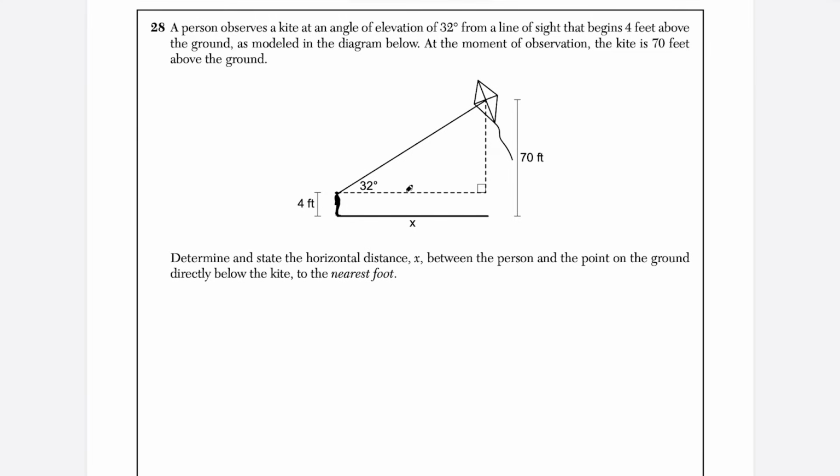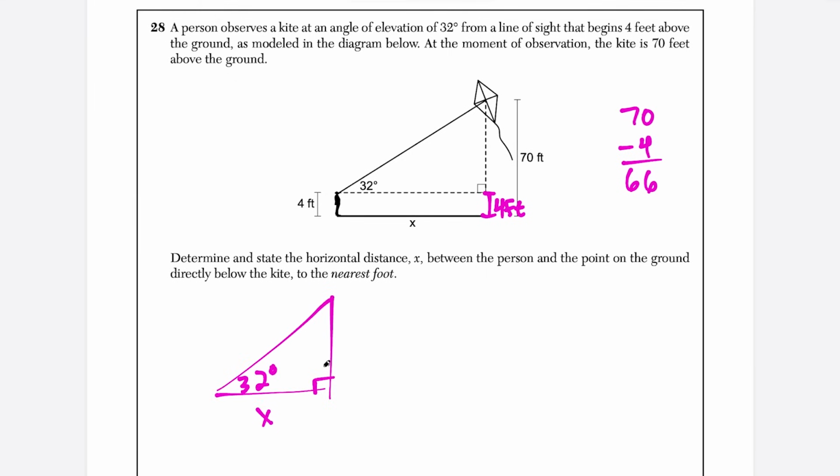So they're telling us that this distance here is 4 feet. And notice that the entire distance up to the kite is 70 feet. So we need to do 70 minus 4, which is 66. So this right triangle over here, I'm just going to draw it separate. We have a right triangle, and this side over here is x. This angle is 32 degrees, but the vertical leg is 66 feet.